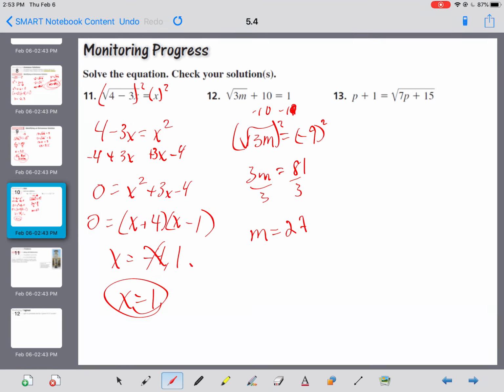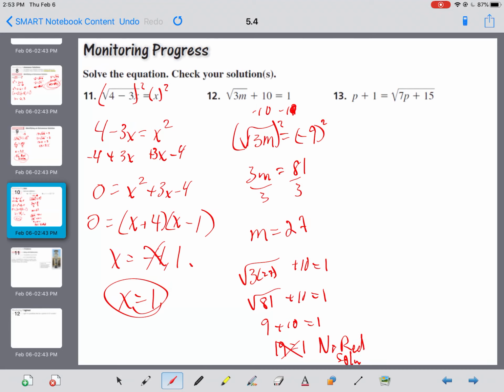And then we try to put it in there, right? The square root of 3 times 27 plus 10 equals 1. The square root of 81 plus 10 equals 1. 9 plus 10 equals 1. 19 equals 1. No, it doesn't. So, no real solution.